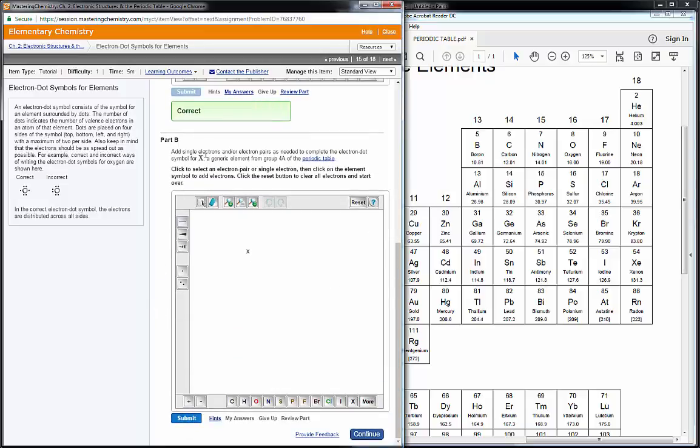Next, add single electrons or pairs to complete the dot structure for group 4A. It's going to have 4 electrons, and the first 4 are single. So I'm going to add 4. If there were 5, then I'd have to remove one of those singles and put in a pair.